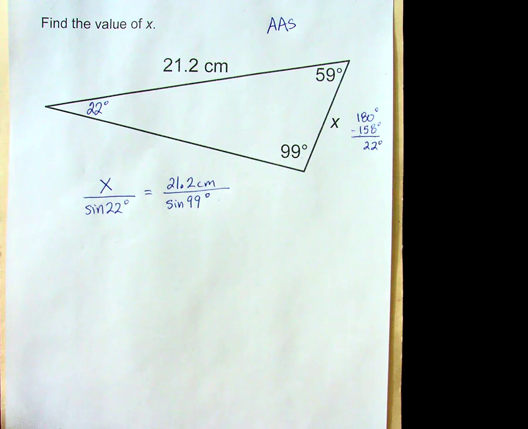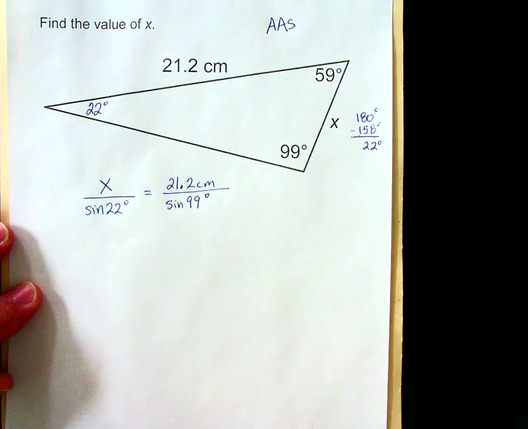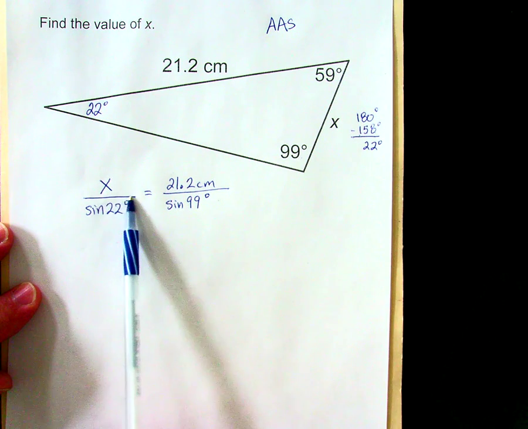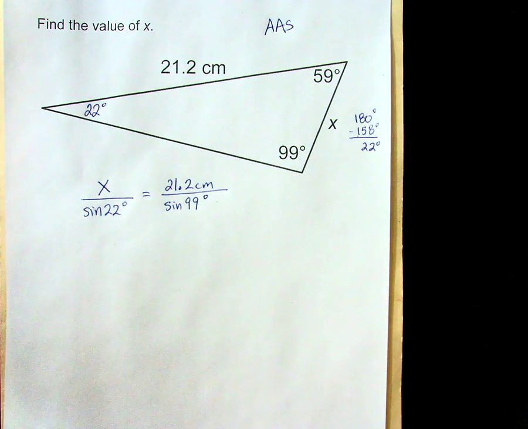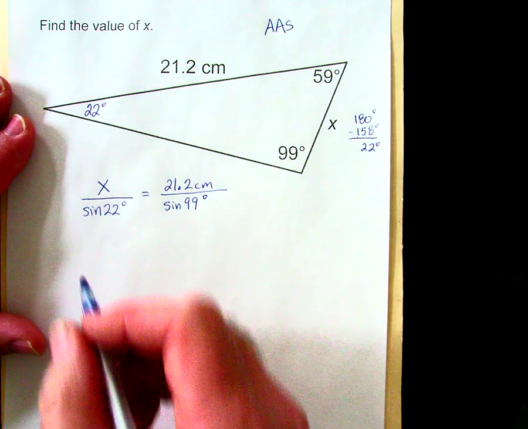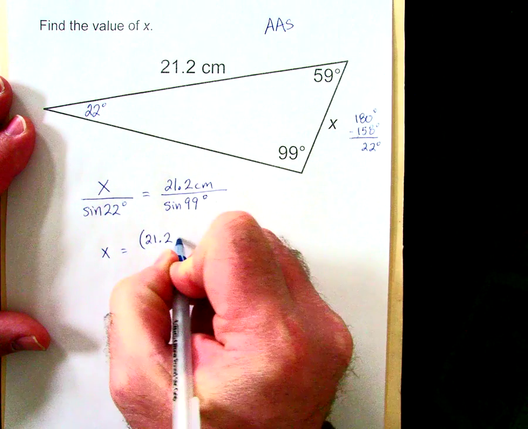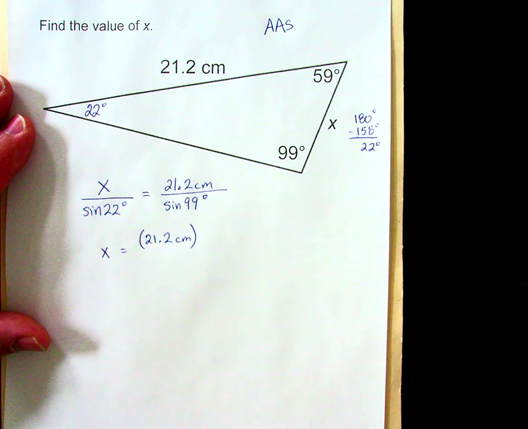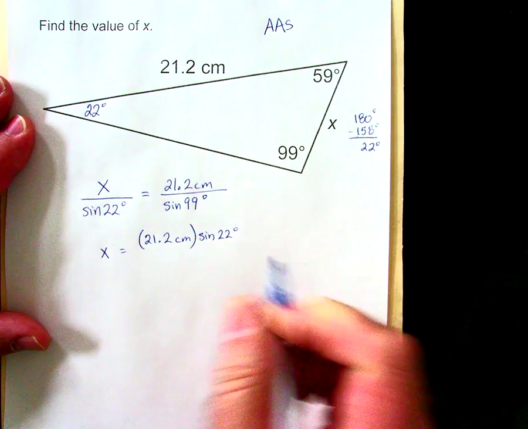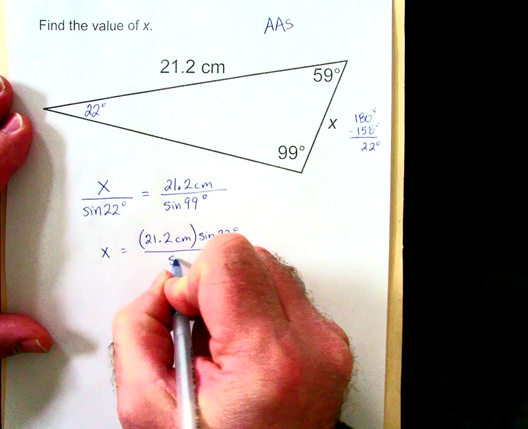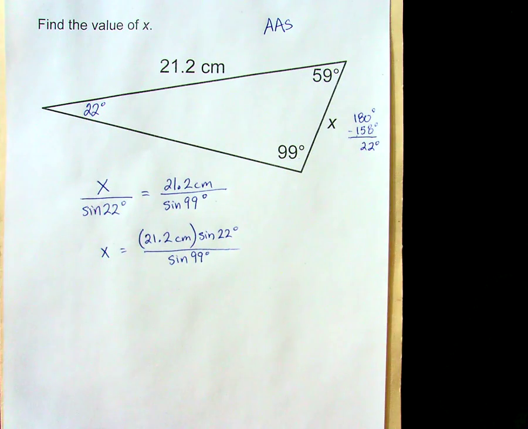If I'm going to solve that equation for x, yes, it's a proportion, I could do cross products. But really, I just need to undo the division by the sine of 22 degrees. So if I multiply both sides by the sine of 22 degrees, x is going to equal 21.2 centimeters, I just put that in parentheses to preserve the label, times the sine of 22 degrees divided by the sine of 99 degrees. My equation is solved for the variable.